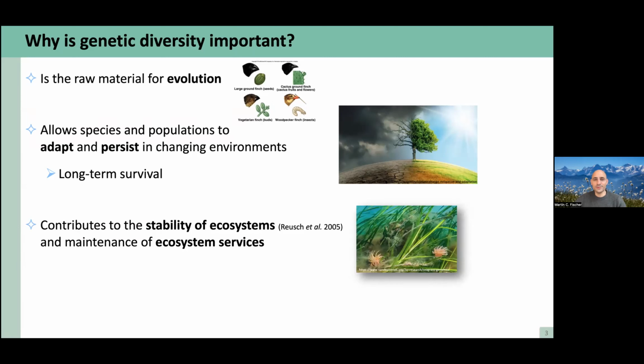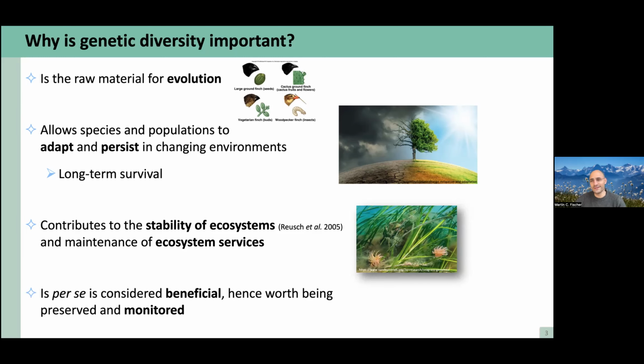Something most people are not aware of is that genetic diversity also contributes to the stability of ecosystems. A nice example is the eelgrass meadows shown here. Only eelgrass meadows which had high genetic diversity were able to cope with the increased temperature of the sea. Also, eelgrass meadows with higher genetic diversity contained more different species living within them. And then, of course, for us again, genetic diversity maintains ecosystem services.